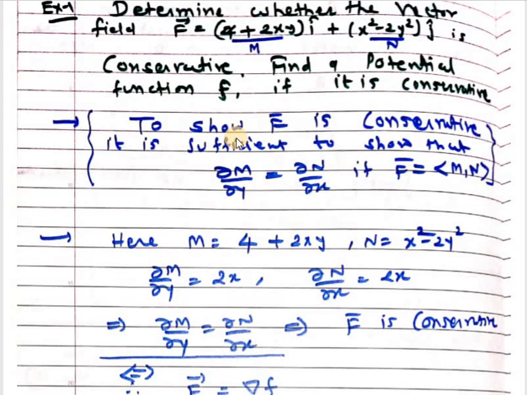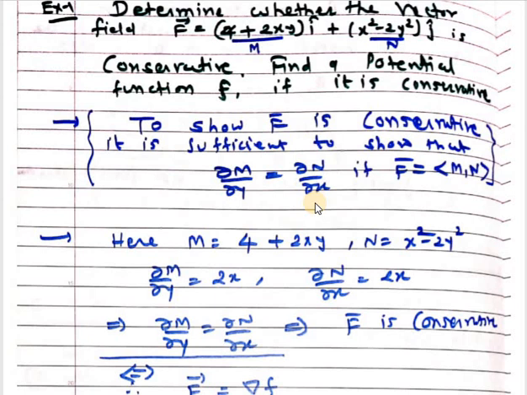Hello friends, in a previous video we have seen the fundamental theorem of vector calculus, and based on that we have discussed how to show that F(r) is a gradient, or how we can show the line integral is path independent. But in this video we are going to discuss a few examples of how to show that the vector field F(r) is conservative. If the vector field F(r) is conservative, then how we can determine the potential function.